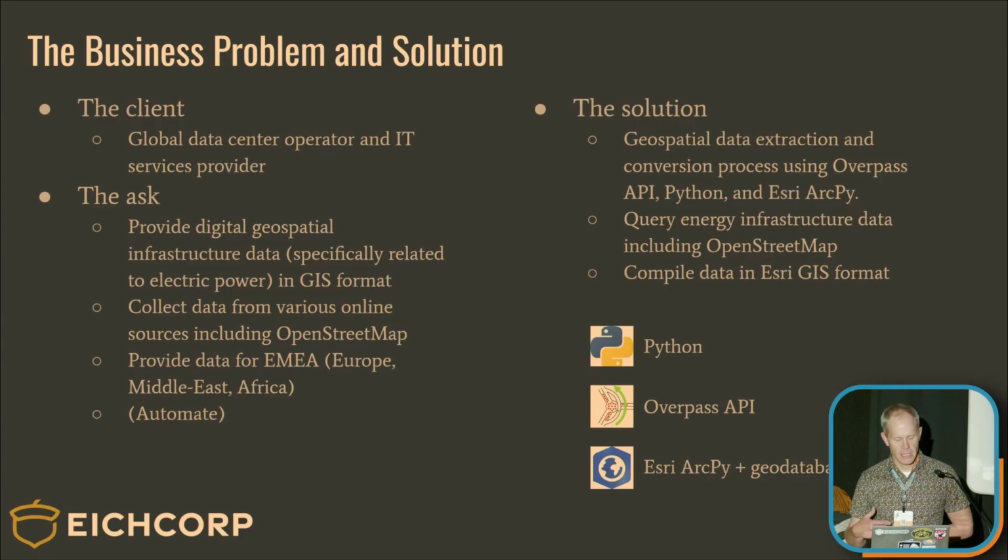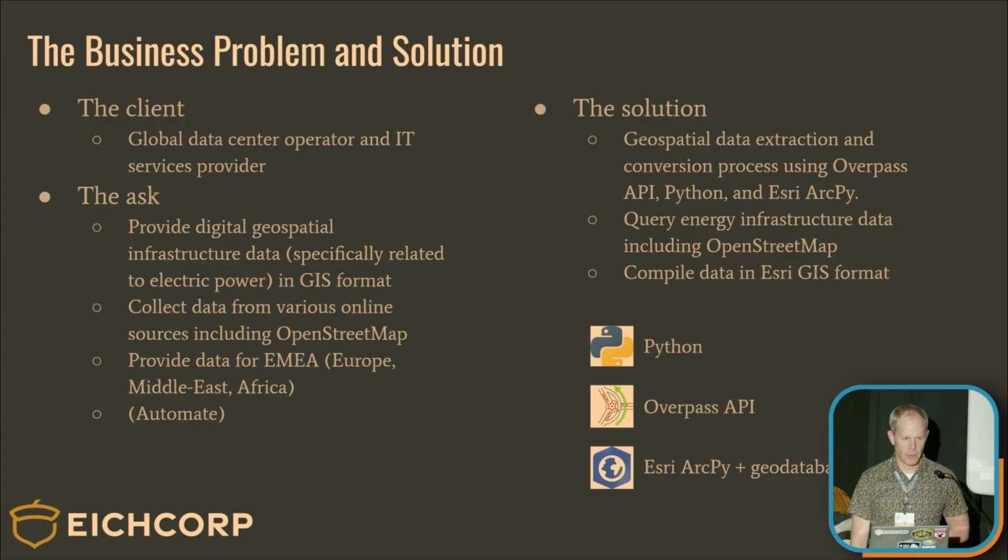OpenStreetMap data. How do you get at it? How do you automate extracting that data and transform it for your use? I want to talk a little bit about geospatial data formats, just the ones that are relevant to this data flow. And I want to do a lot of demo, but we'll see where we get in terms of time.